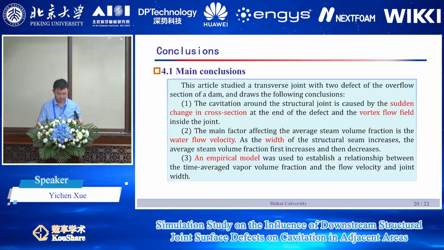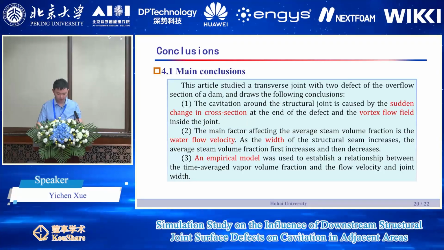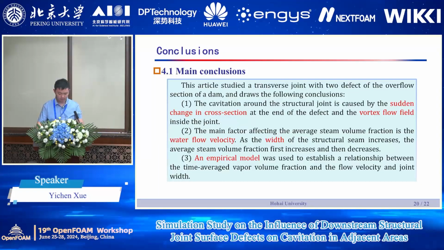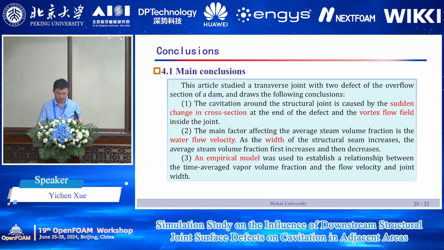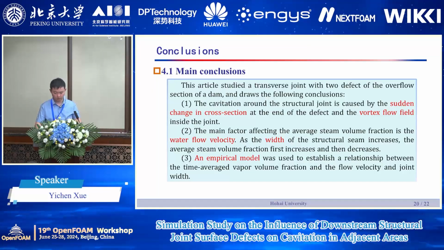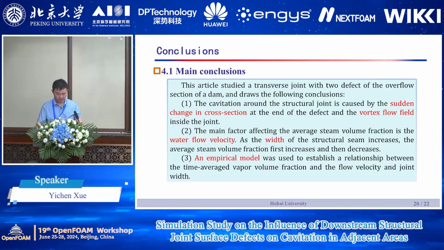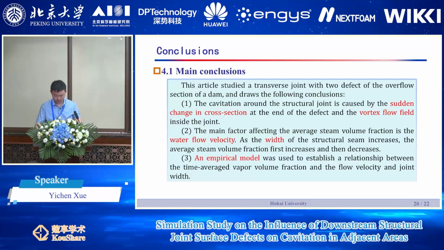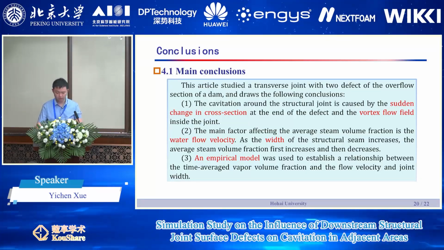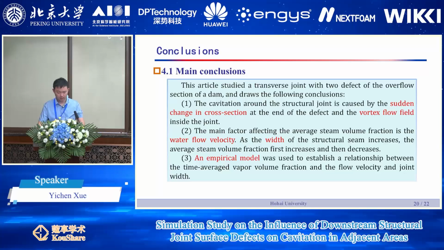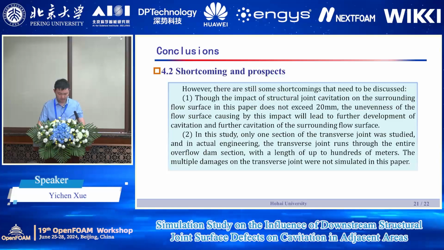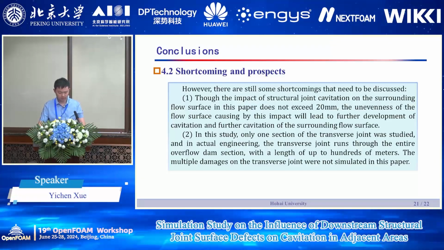This study simulates the cavitation phenomenon around the transverse joint of an overflow dam, and we can draw some conclusions. Cavitation around the structural joint is primarily caused by abrupt cross-sectional changes at the end of the defect areas and the vortex flow within the joint. The flow velocity is the most significant factor affecting the cavitation intensity. Moreover, an empirical model was established between the time-averaged vapor volume fraction and the flow velocity and the joint width. And there are some shortcomings that need to be discussed.